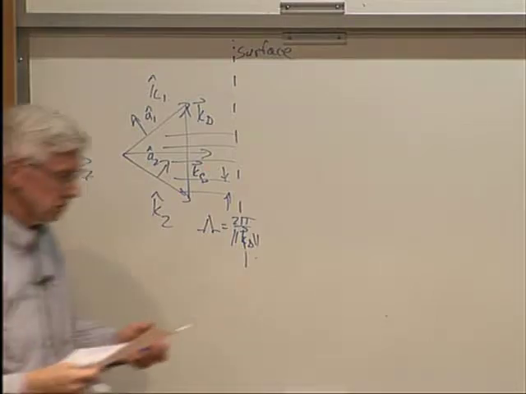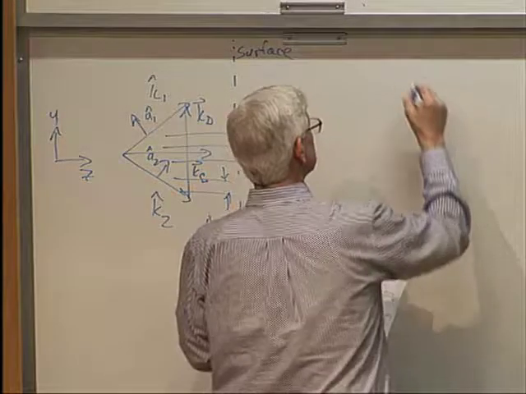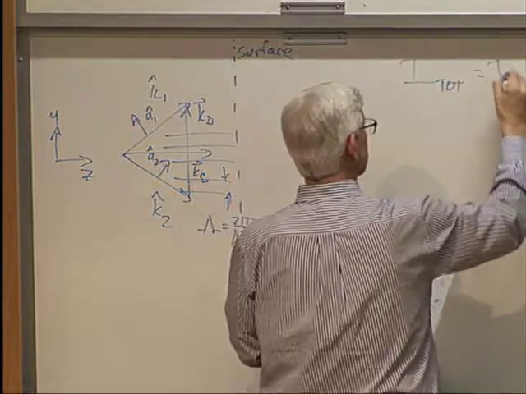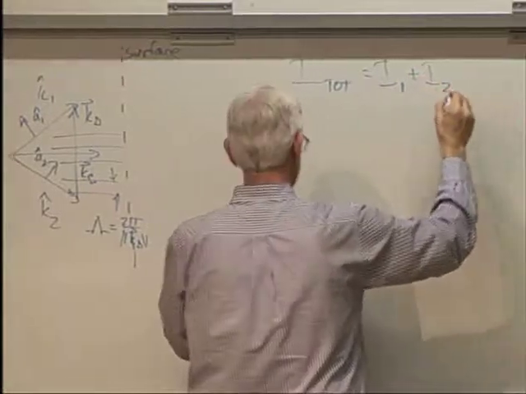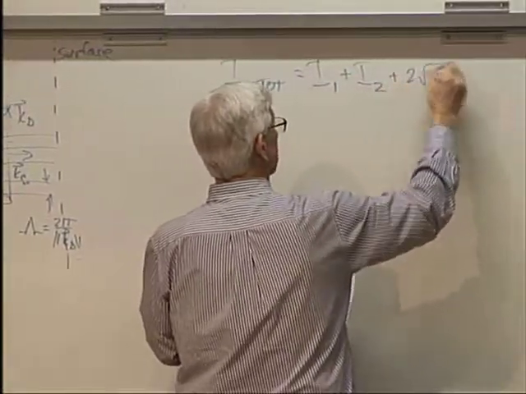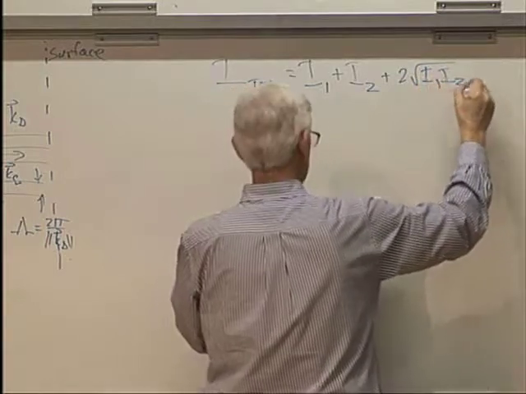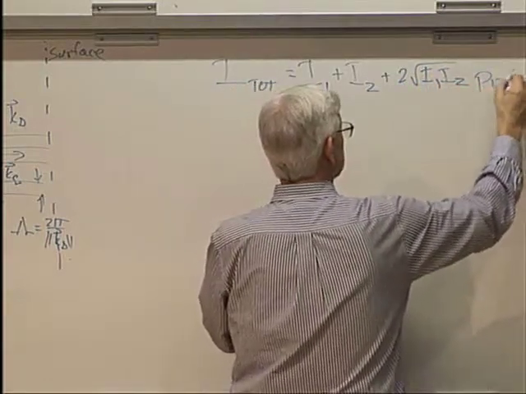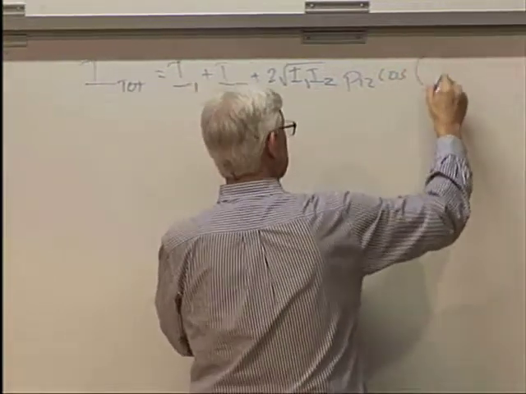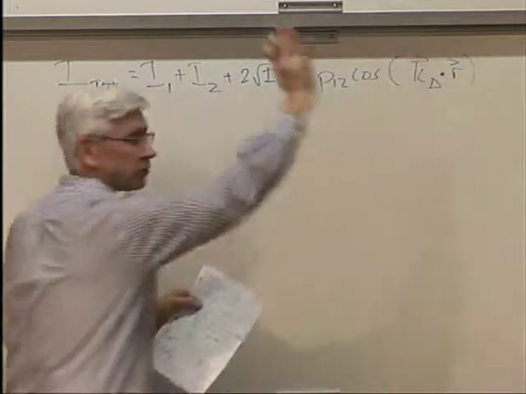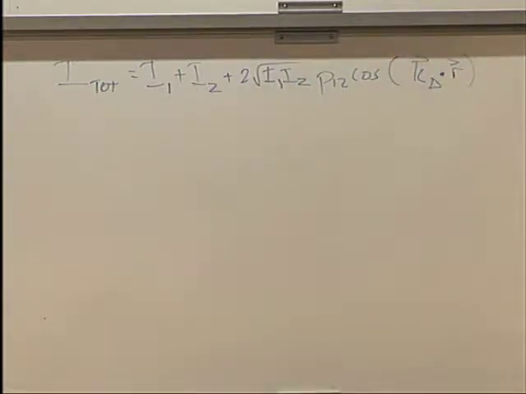So we can write our equation right off the top of the bat here. I total is I1 plus I2 plus 2 square root I1 I2 P12 cosine of K delta dot R. And I've assumed that those other phase factors are zero for now. You could stick them in if you want. All it does is change the position of the fringes, the offset.